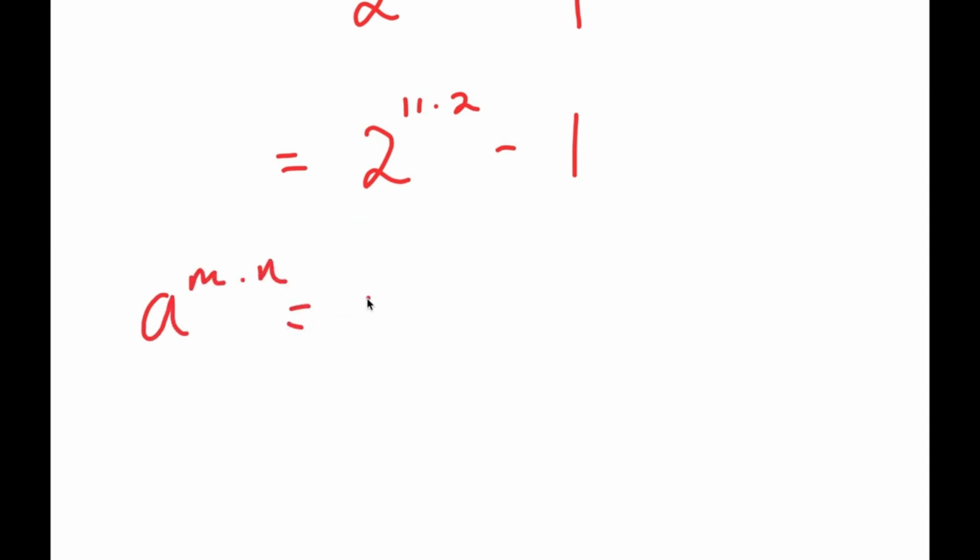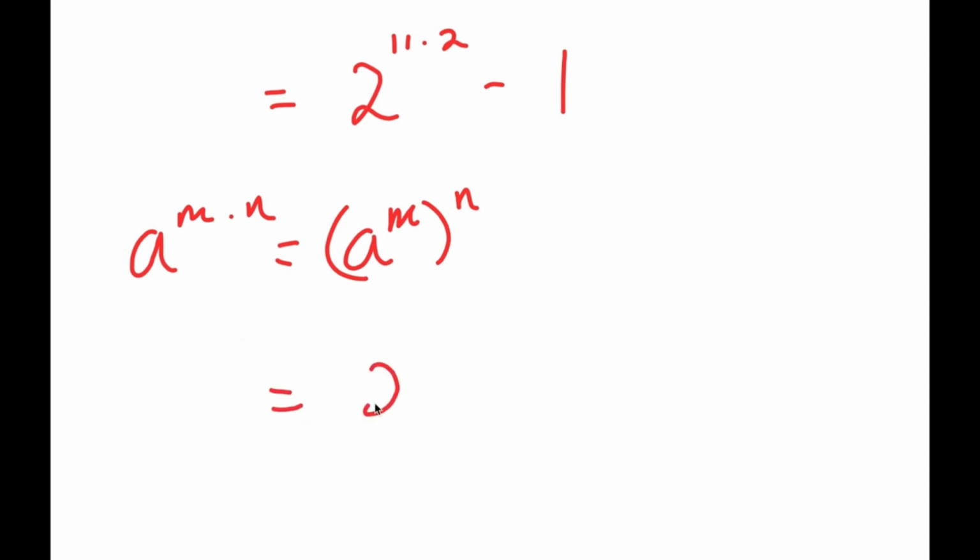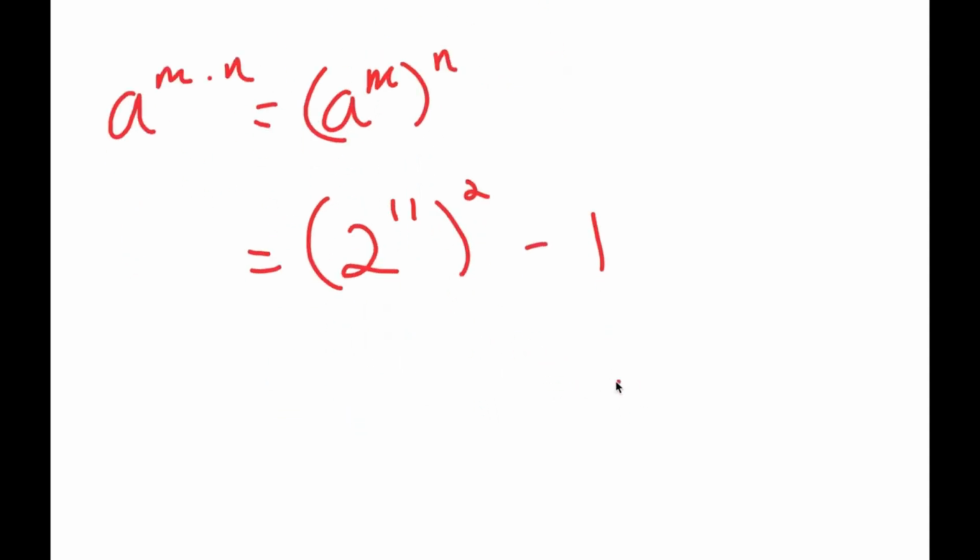Alright, so in this video, I'm going to solve the problem 2 to the power of 22 minus 1. So, to solve this, what I'm first going to do is rewrite this as 2 to the power of 11 times 2 minus 1. Now, if I have something in the form a to the power of m times n, this is equal to a to the power of m to the power of n. So 2 to the power of 11 times 2 is equal to 2 to the power of 11 to the power of 2, minus 1.